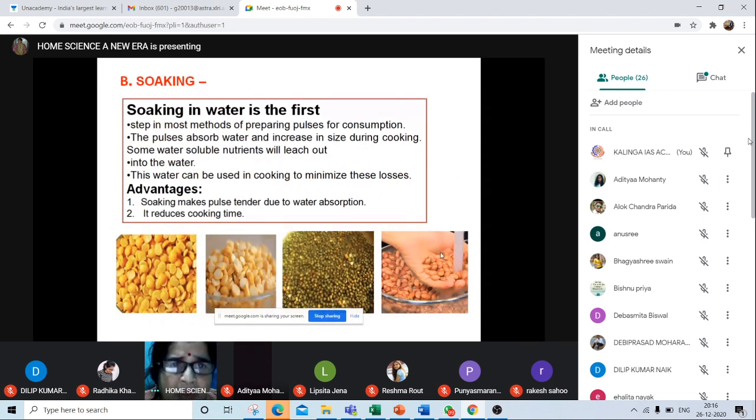Then soaking. Soaking in water is the first step in most of the methods of preparing the pulses for consumption. The pulses absorb water and increase in size during the cooking. Some water soluble nutrients leach out into the water, that is your vitamin B complex. And the water can be used in cooking to minimize these losses. Advantage, soaking makes the pulse tender due to water absorption and it reduces the cooking time also.